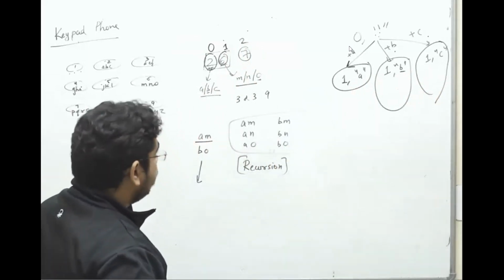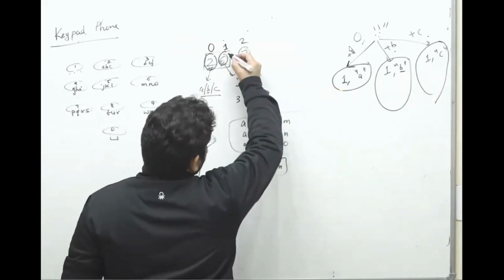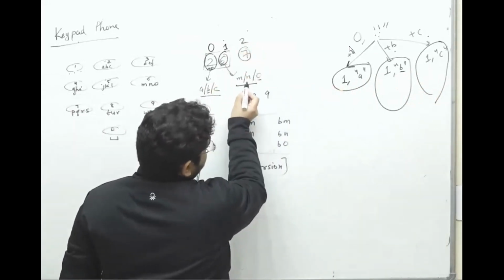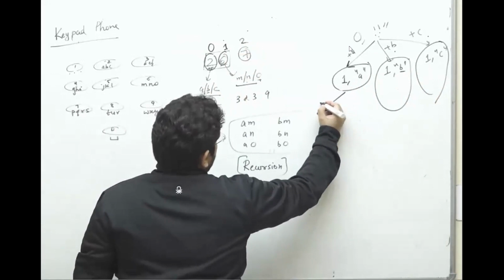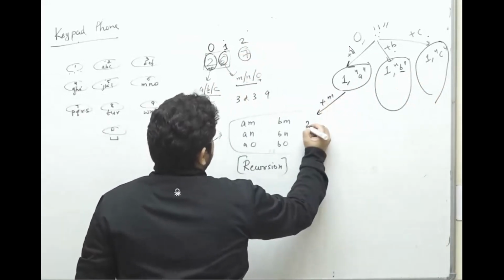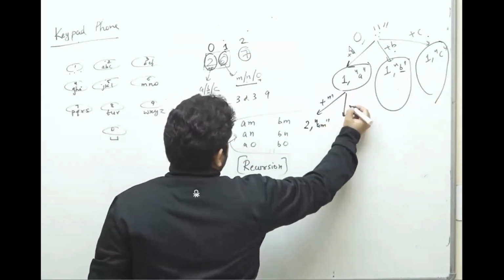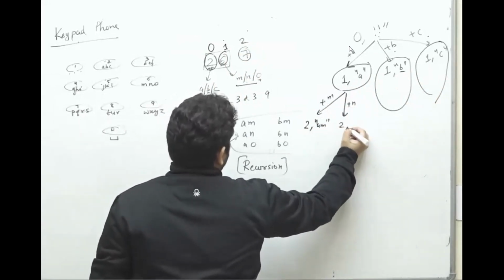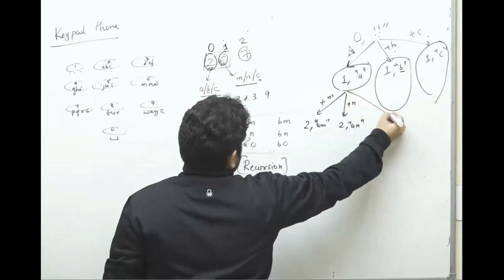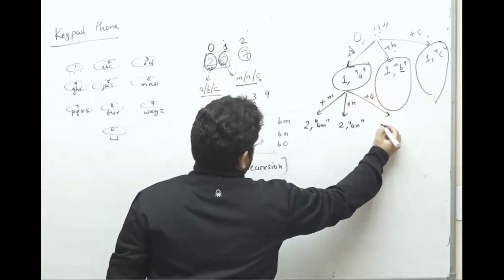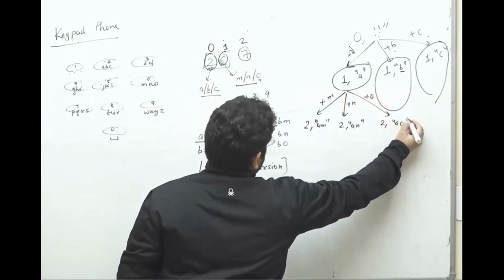So from here, now I have to make a decision for the first character. What are my options? M, N, and O. So I'll say add M first, go to 2. Now you have AM with you. Or add N, go to 2, you have AN with you. Or add O, go to 2, you have AO with you.